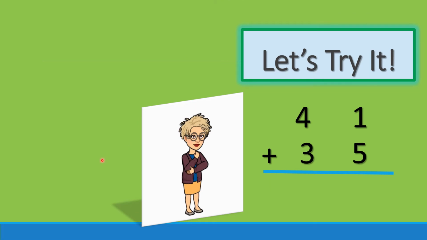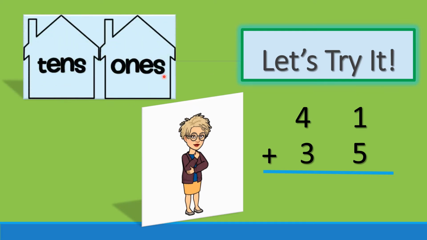Let's try this one. Can you remember the places that we put these numbers in? If you said ones and tens, you're absolutely correct. Can you draw from your memory bank and remember which place value or which numbers we add first? If you said the ones, you are one smarty pants, and you are absolutely right. We always add the ones first and then the tens.